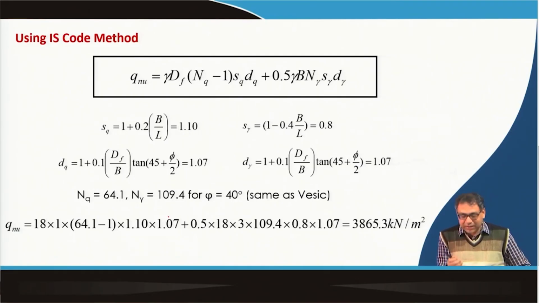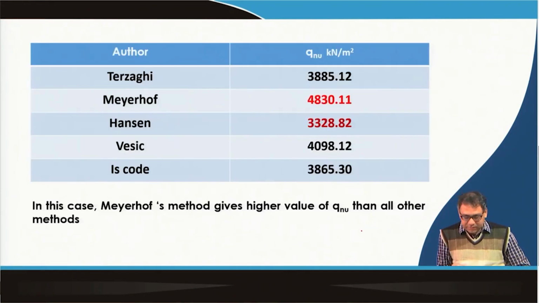Then as per the IS code, the water table effect is not considered here, so W dash is taken as 1. Okay. So these are the bearing capacity factors, which are the same as Vesic, and then the shape factor and depth factor are taken from the table, and I will get this value. Ultimately, if I summarize these values, for this particular problem Meyerhof's method has given the higher value, and the Hansen method has given the lowest value compared to the other methods.